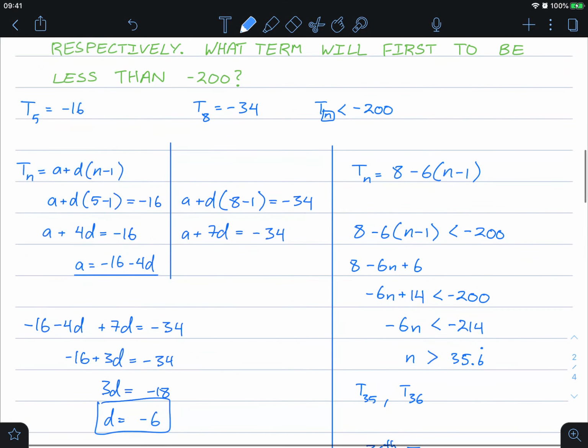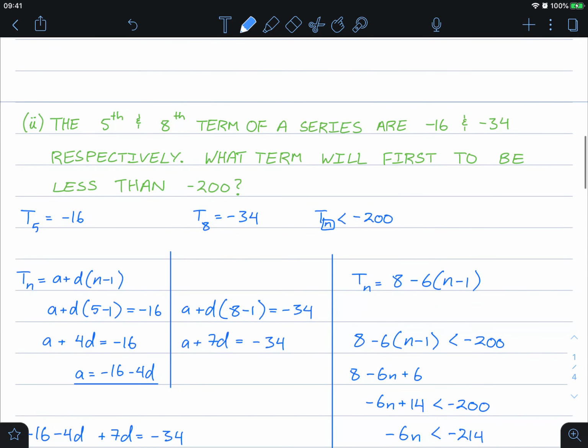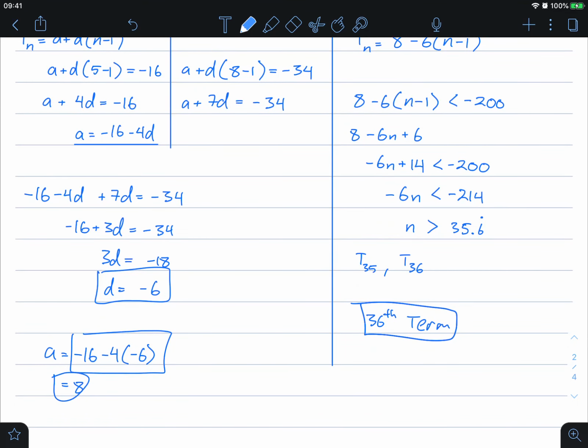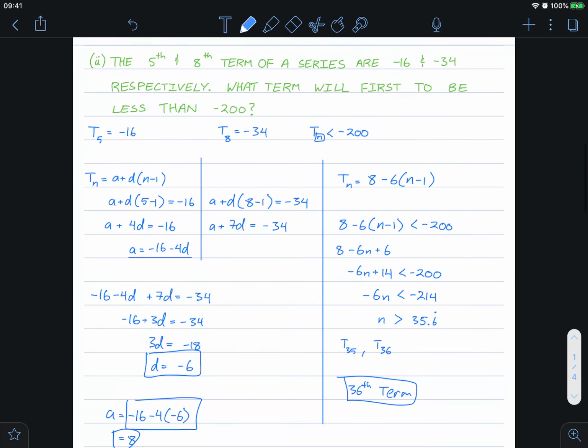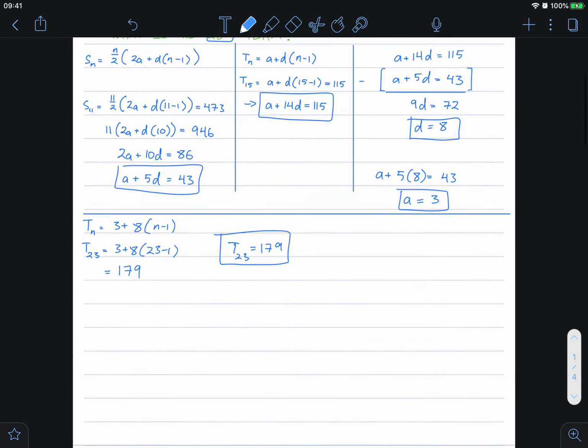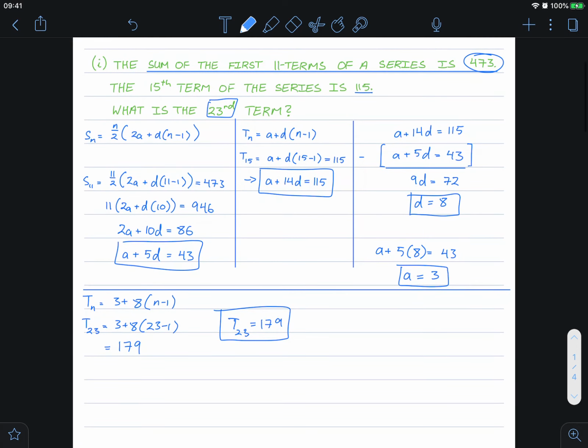So that answers this question here. So what term will first be less than negative 200? The 36th term. So I hope that gave you an insight into how we might apply what we know from the sum and the terms of an arithmetic series to solve given problems.